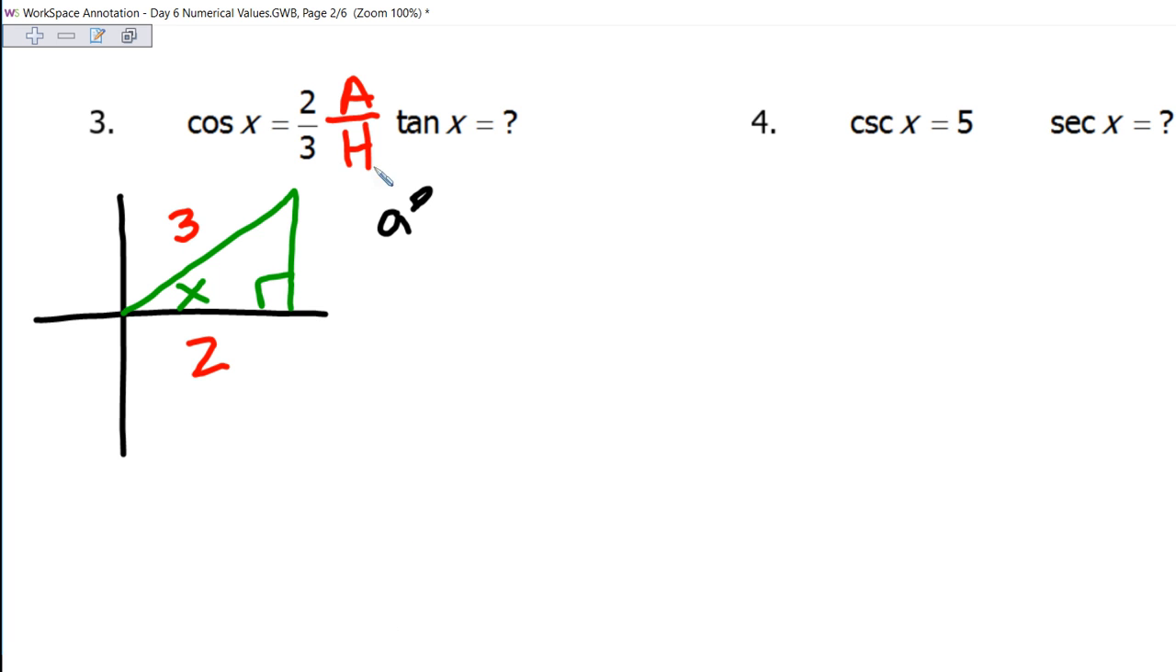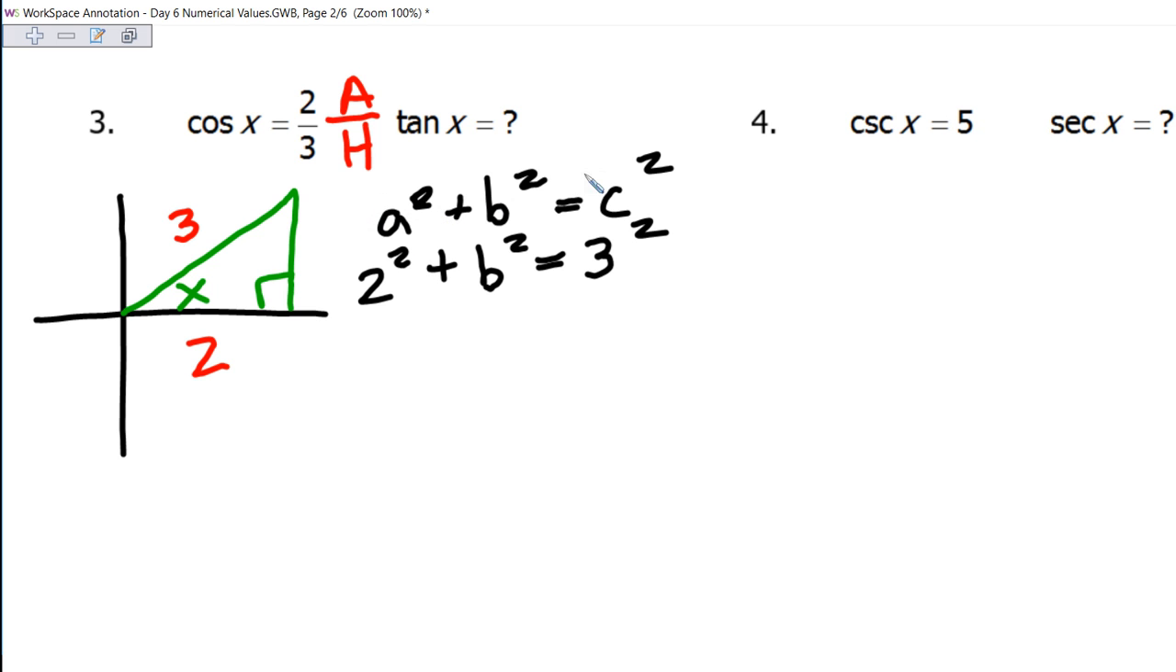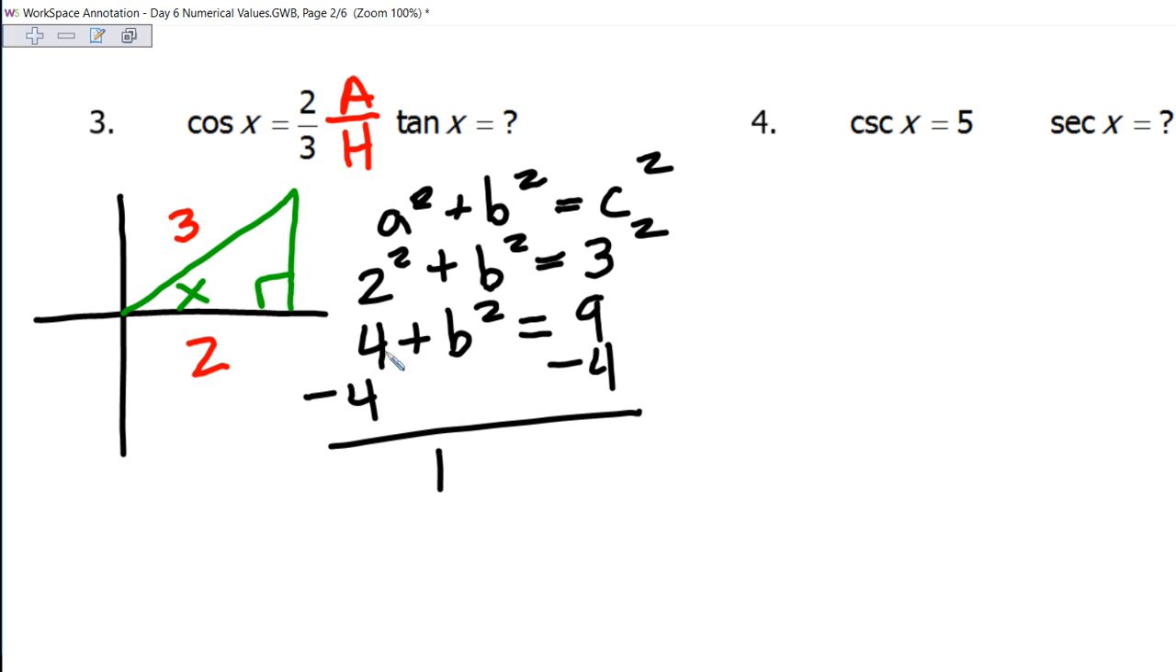So a squared plus b squared equals c squared. A and b are the legs, so I'll use 2 squared plus b squared equals hypotenuse squared. 2 squared is 4, plus b squared is equal to 3 squared, which is 9. Subtract 4 from both sides. b squared equals 5. So that means b is equal to the square root of 5. So our missing side is the square root of 5.